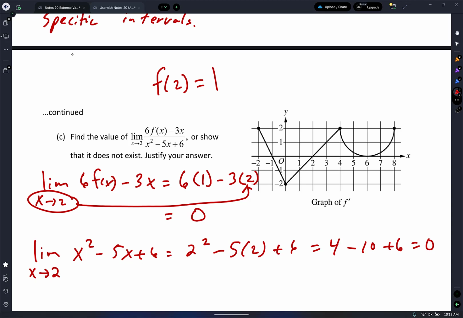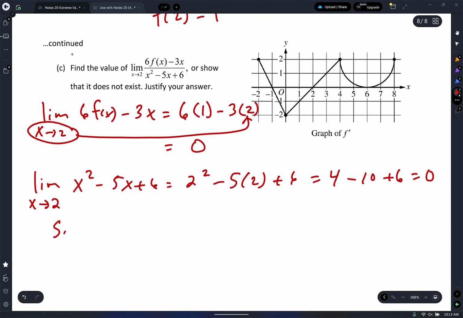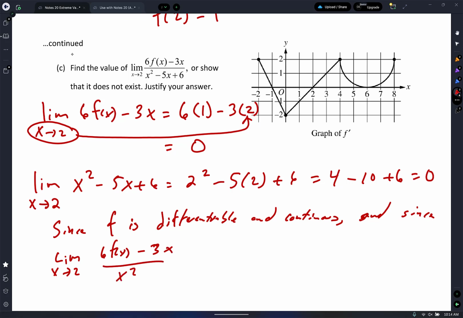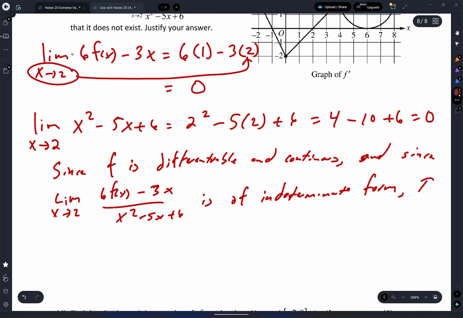Because I have 0 over 0, and because f of x is differentiable, therefore it's continuous, I can use what? L'Hopital. It's always good to state that. Since f is differentiable and continuous, and since the limit as x approaches 2 of 6f of x minus 3x over x squared minus 5x plus 6 is of indeterminate form, I may use L'Hopital's.